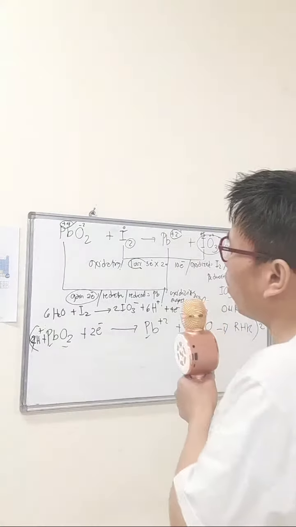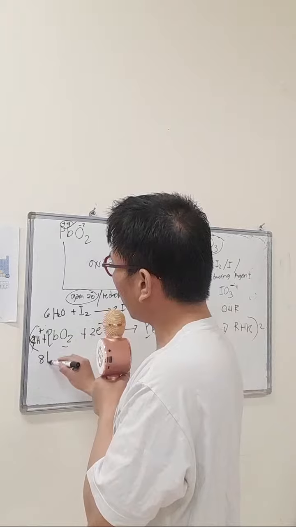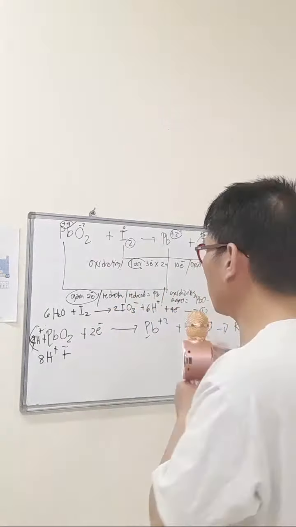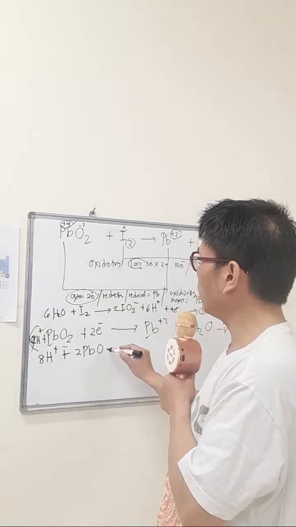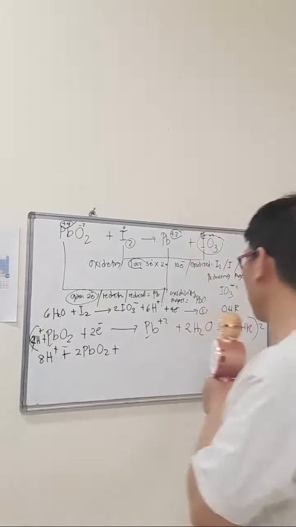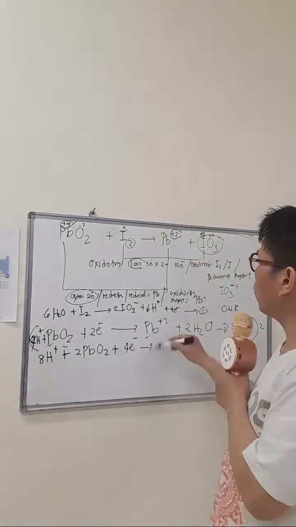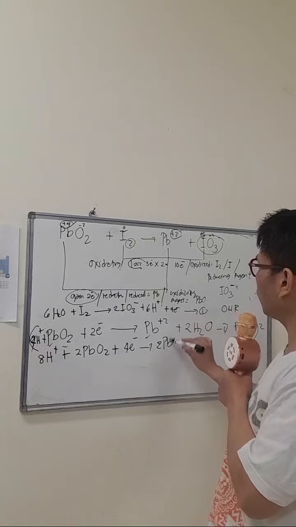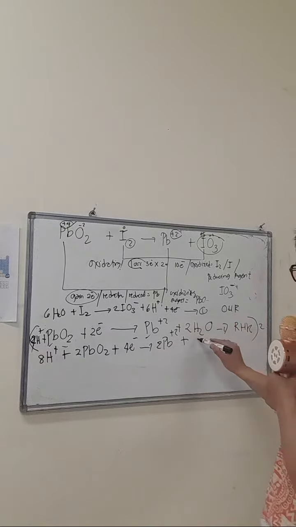Whole thing, meaning all will be multiplied. So 2 times 4H is equal to 8H positive. So plumbous times 2 is equal to 2 moles of plumbous oxide. Okay, so 2 electrons times 2, 4 electrons. Lead positive 2 times 2, so 2 lead positive 2. 2 moles of water times 2, 4 moles of water.